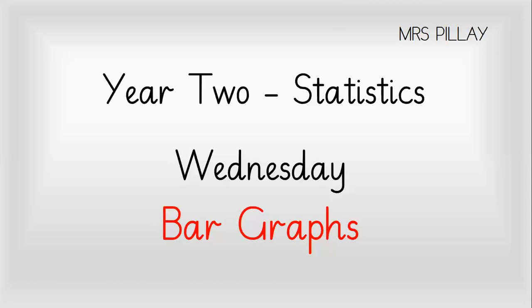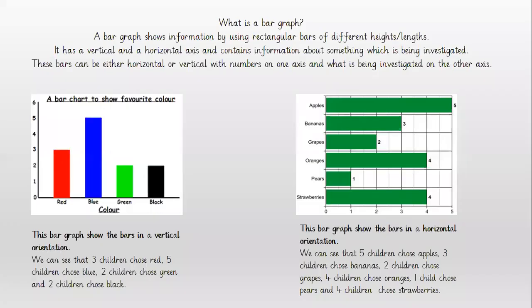We're looking at statistics this week, and today we are going to be looking at bar graphs. So what is a bar graph? A bar graph shows information by using rectangular bars of different heights or lengths. It has a vertical and a horizontal axis and contains information about something which is being investigated. These bars can be either horizontal or vertical with numbers on one axis and what is being investigated on the other.